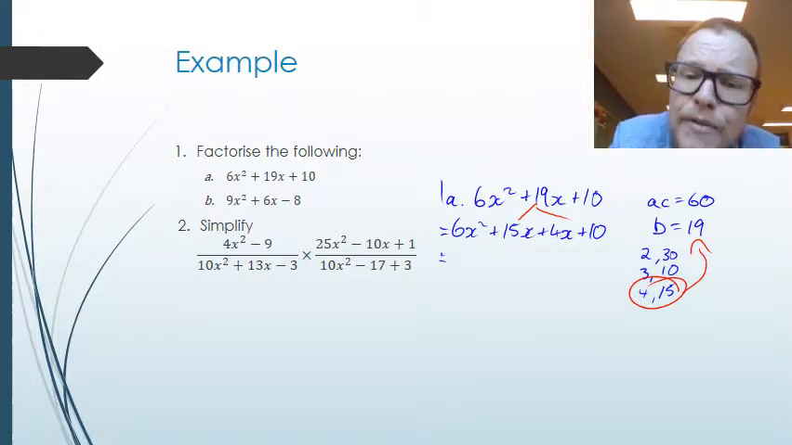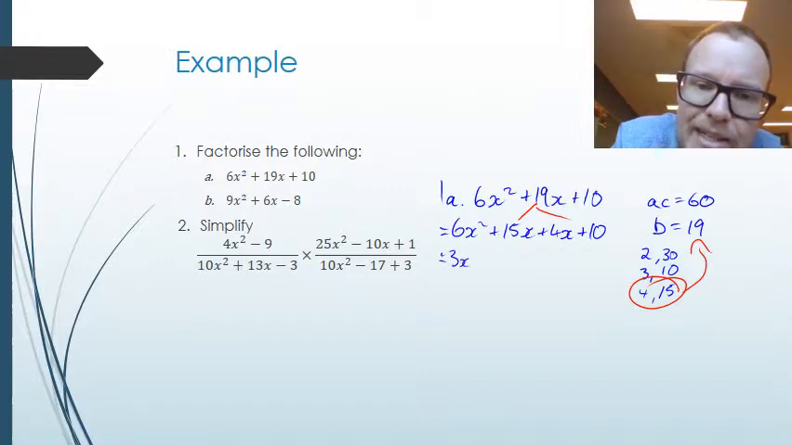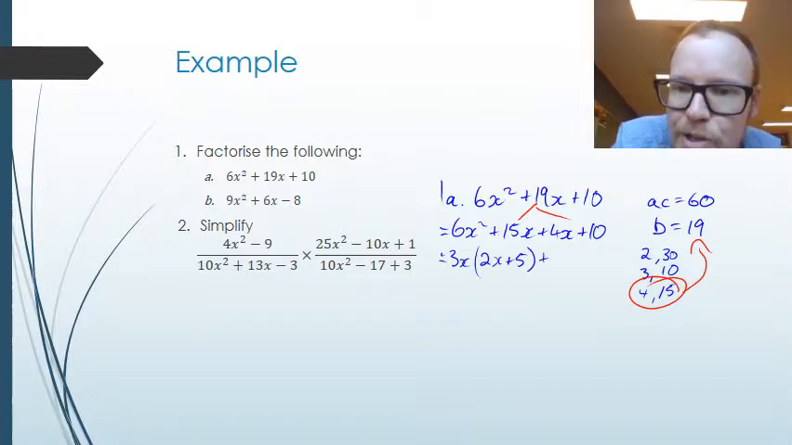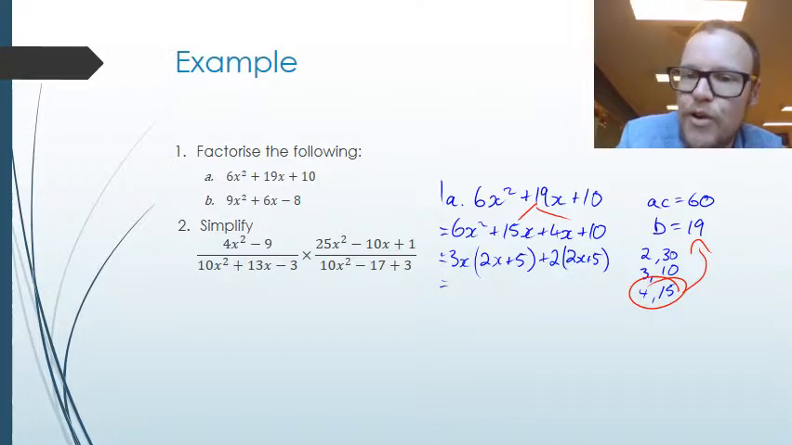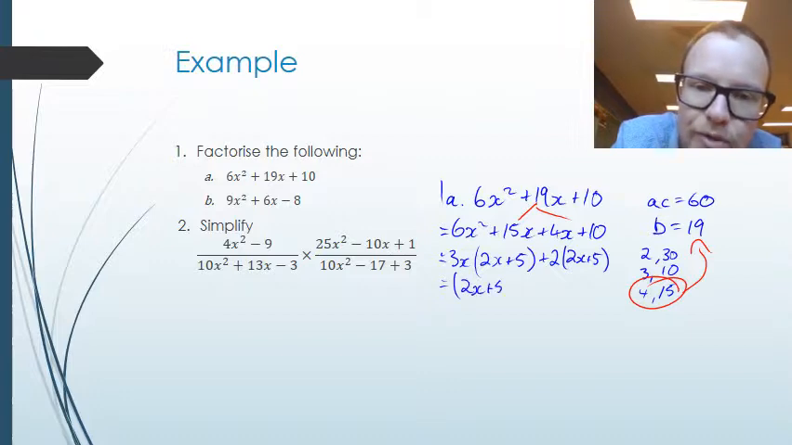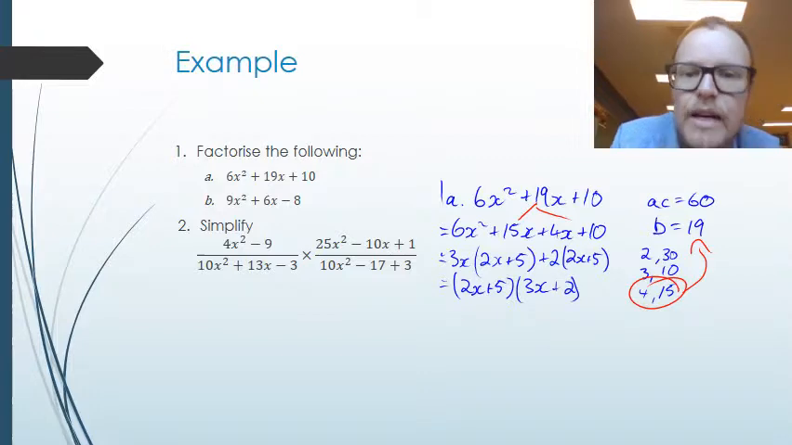Common factor for the first two is 3x. Take that outside the brackets. I'm left with 2x plus 5. And then for the second two terms, common factor is going to be 2. And I'm going to be left with 2x plus 5 there as well. So now I've got my 2x plus 5 as a common factor here. I can take the 2x plus 5 outside the brackets, and I'm left with 3x plus 2. All done. Nice and tidy.